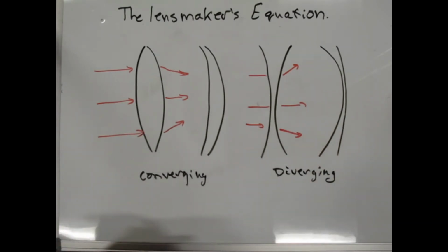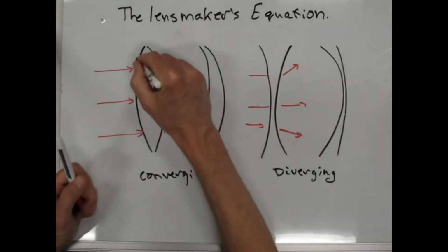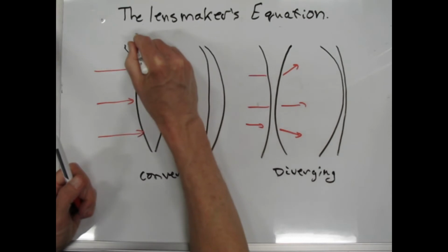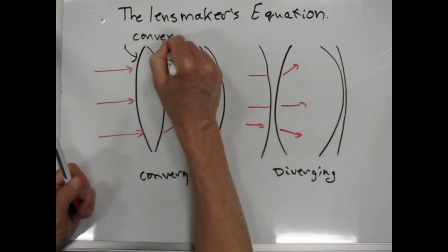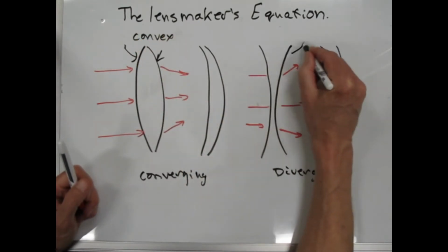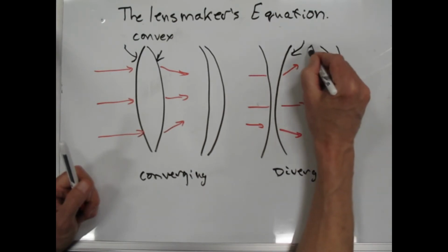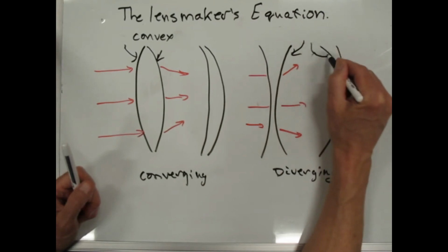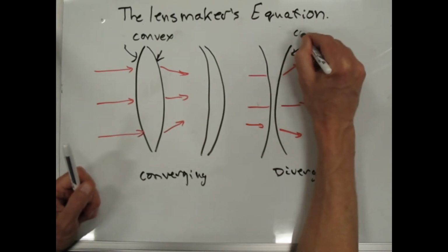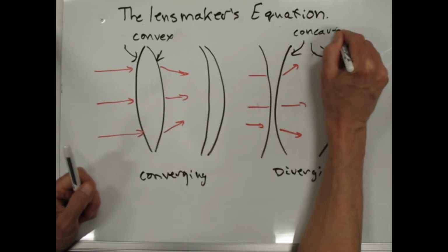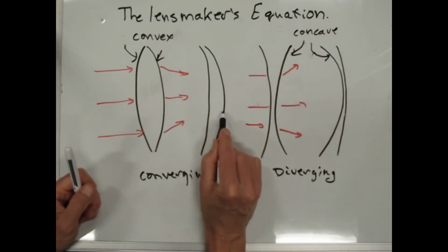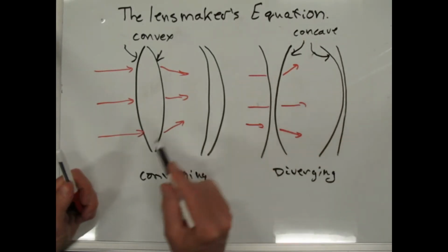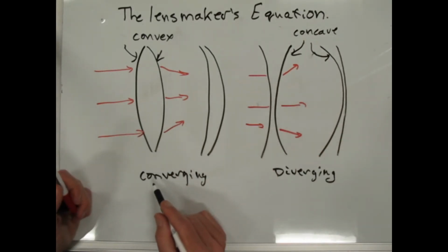A couple other naming conventions. Anything that's sides that are bulged outward like this are called convex, and sides that are going inward like this one and that one are concave. So this is a concave side, this is a convex side, this is concave, concave, concave, convex. Hopefully you get the idea on those.